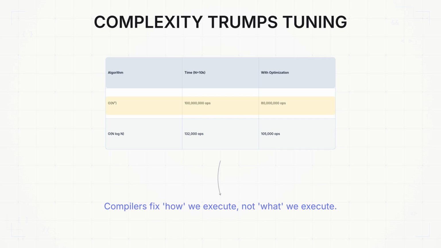Engineers often spend days tweaking compiler flags or writing clever bitwise tricks while ignoring the fact that they are using the wrong data structure. A simple switch from a list to a hash map usually provides a 1000x speedup that no compiler on Earth could ever replicate.